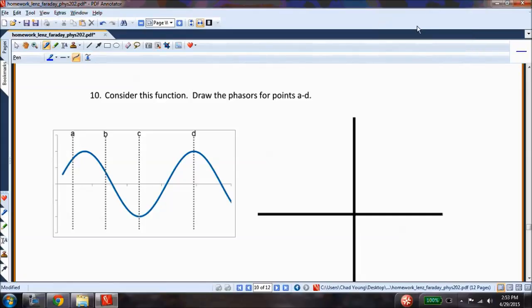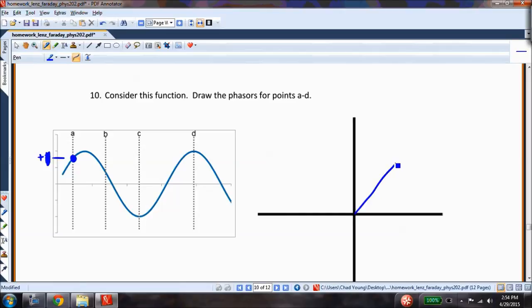Okay, so looking here at problem number 10, be able to describe what these phasors are. Remember the phasor shows the magnitude and actually the phase of this oscillating function, the sinusoidal function, and the y component of the vector that we'll draw will represent the magnitude of that function. So for example, if I take this point right here, point A, notice that it has a positive value. So it has a positive value here on this axis, and it's also increasing.